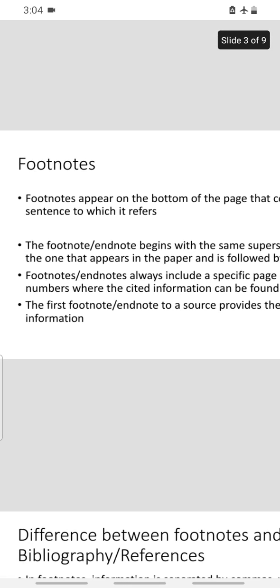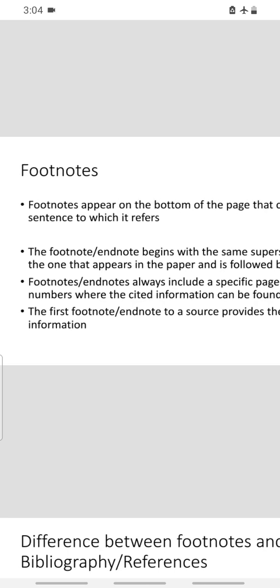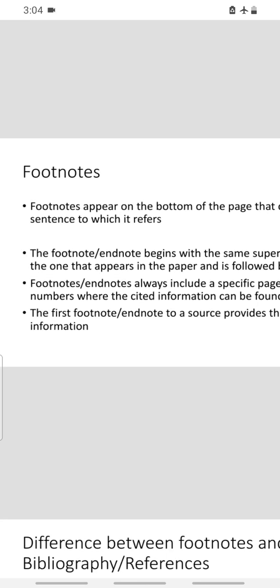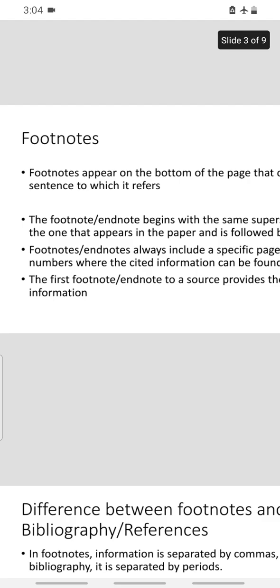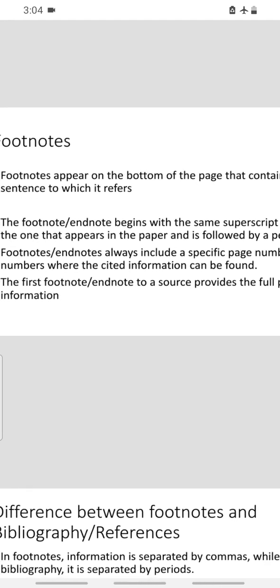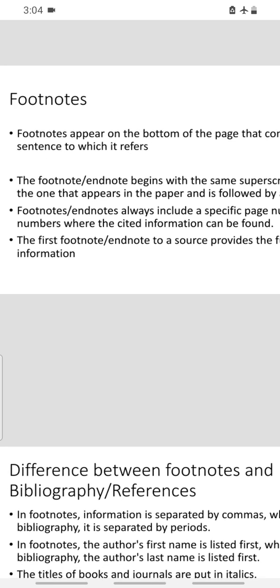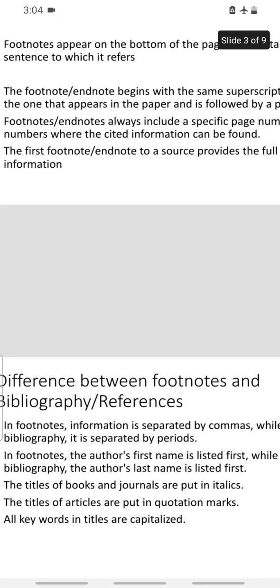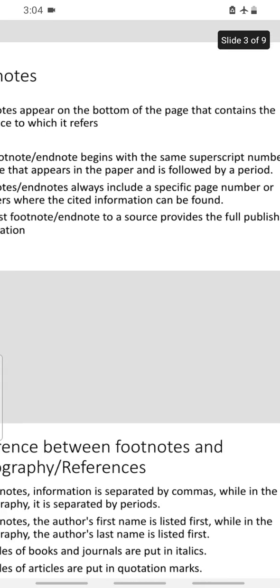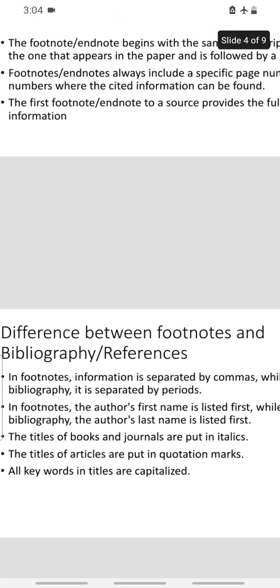And I have already told you what footnotes are. They are written at the bottom, and whatever the sentences, they are written above the references given to them. The same superscript numbers are given there, and the specific page number is also given there, as we have already discussed. The source provides the full publishing information, so the full publishing information is also given there: the city of publishing, publishing company, page number, etc. So all the information is provided.